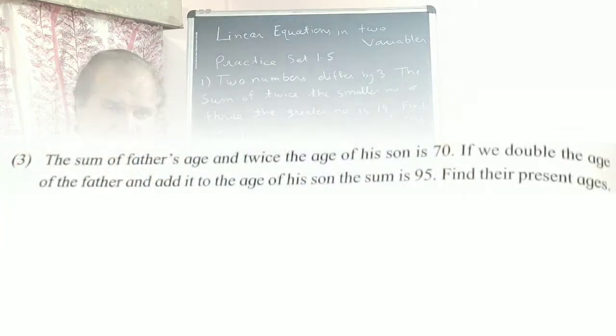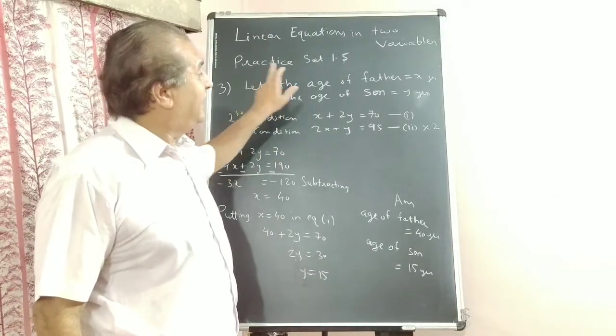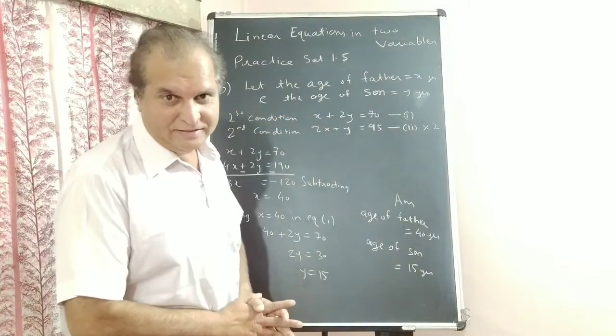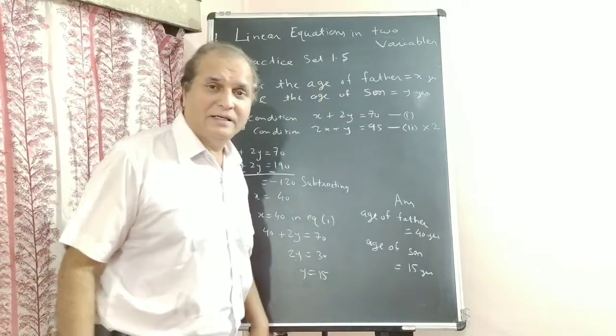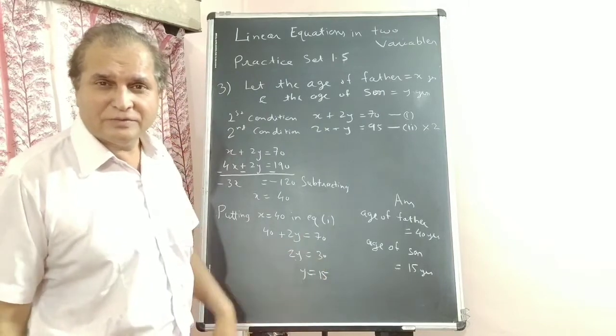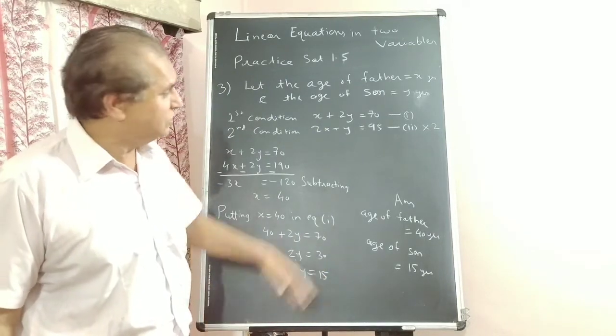Okay. The sum of father's age and twice the age of his son is 70. If we double the age of the father and add it to the age of son, the sum is 95. Find their present ages. Let the age of father be x years. We'll take the unknowns. The age of son equal to y years. So age of father and age of son are our unknowns.